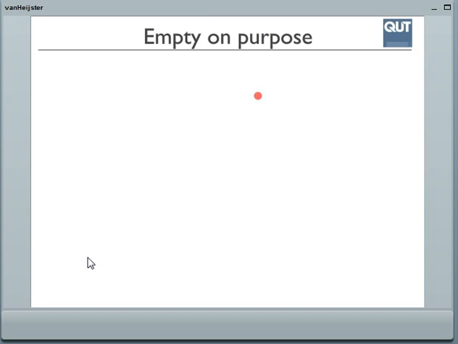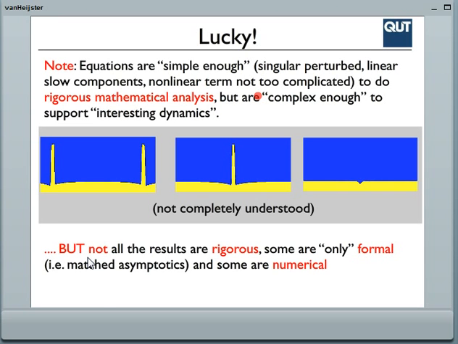So maybe we are lucky, right? Again, an empty slide, but I see there are no questions so far. So maybe we are lucky. Maybe the equations are still simple enough. The singular term is not too hard, the linear term is not too hard, and also the nonlinear term is not too hard. So maybe the equations are simple enough to do real math.